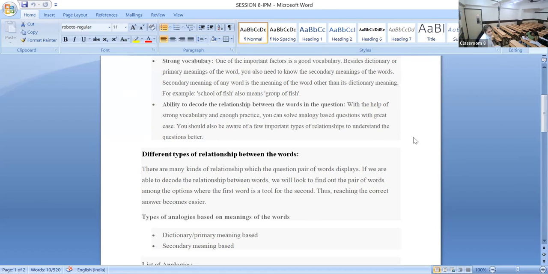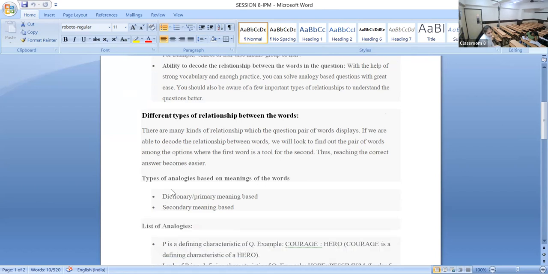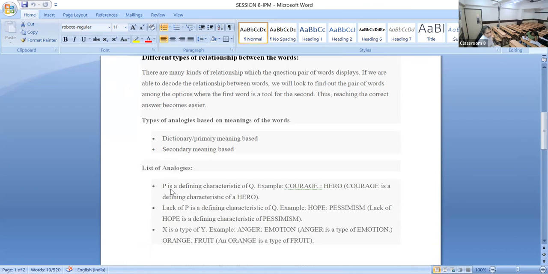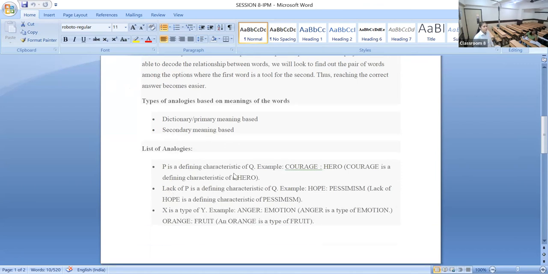Here you can see the types: the dictionary meaning, of course, the face value, the basic meaning, and of course the second meaning, which is where you have to find the context. So you can see over here, the list. What is this? P is a defining characteristic of Q. Example: courage. Courage is a defining characteristic of hero. What does this mean? Any idea?